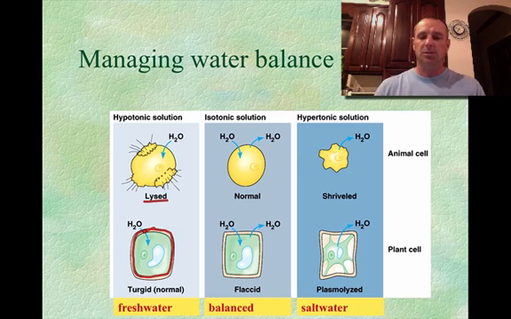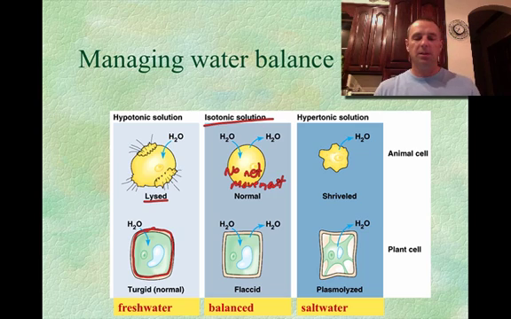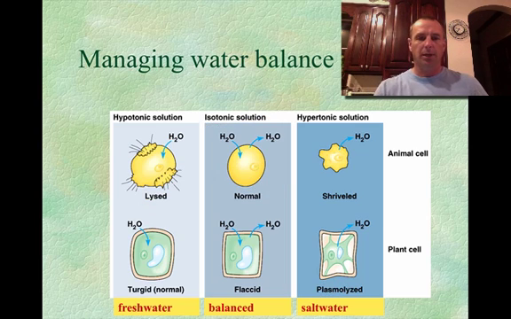Now, the isotonic solution, as you can see here in the middle, nothing really happens either way. Even though you might have water moving back and forth, there is no net movement. So since there is no net movement, it stays basically how it is. The last one, hypertonic solution, you can see water leaves the cell, and that would cause the cell to shrink. And inside, you would have plasmolysis occur in a plant cell. And we witnessed this in the onion cell when we put salt water to it earlier in the week.